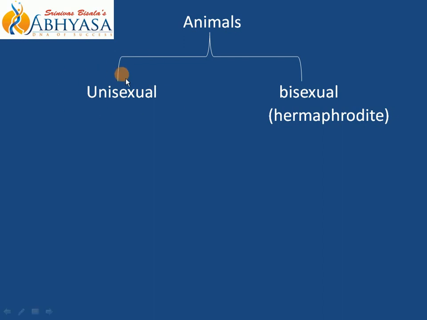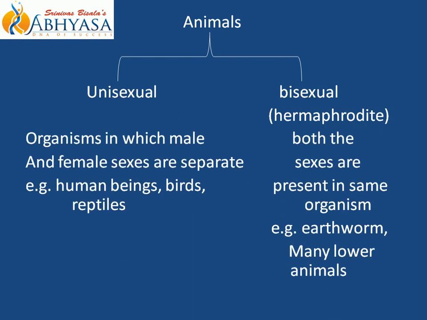So what is unisexual? The first term we are going to discuss is unisexual. नाम से ही पता चल रहा है, uni means one. So unisexual organisms are those organisms in which male and female sexes are separate. Means the organism will have only one sex present. Uni means one. Only one sex will be present. Means male and female sexes are separate.